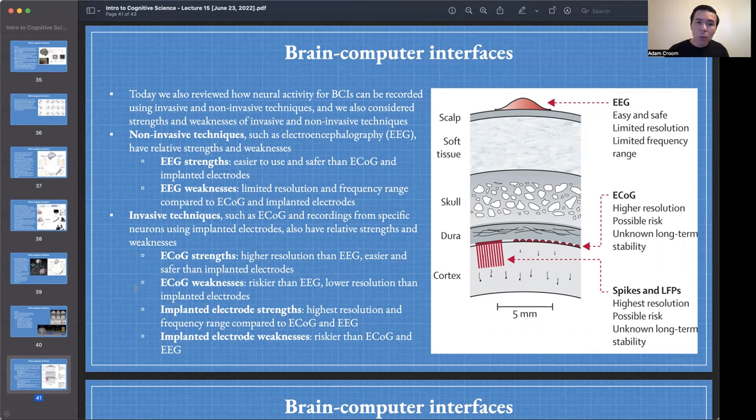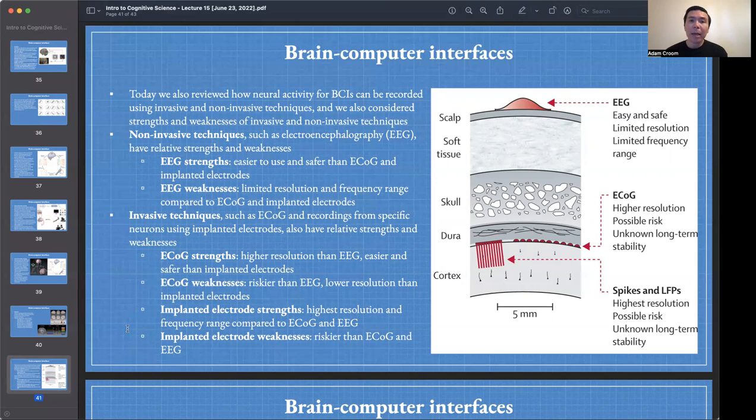In addition to non-invasive techniques, we also looked at invasive techniques, such as ECoG and implanted electrodes. We saw that strengths of ECoG include that it provides higher resolution and greater frequency ranges than EEG. So the strengths of ECoG are that it doesn't have the limitations that EEG does. But the weakness of ECoG is it doesn't have the strengths that recording from individual neurons does. So ECoG isn't going to have the resolution of implanted electrodes. ECoG is also riskier than EEG.